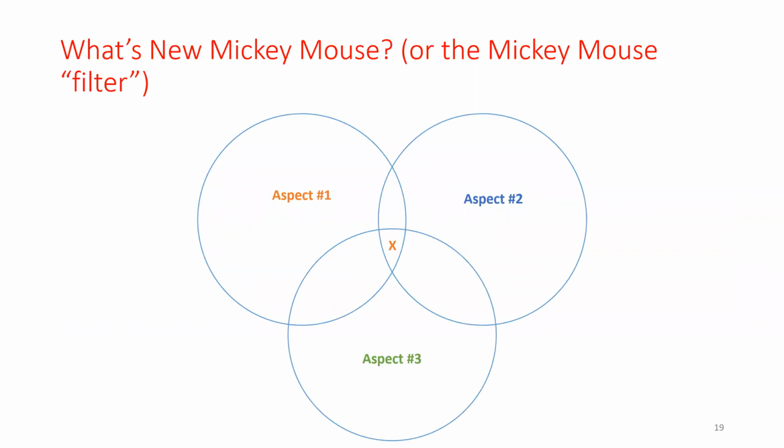Now, one way of metaphorically representing the what's new question is around what I call the Mickey Mouse diagram. So what's new, Mickey Mouse? The reference here to Mickey Mouse is a silhouette of the Venn diagram, the three-circle Venn diagram. So we have two ears and one head for Mickey. So aspect 1 and aspect 2 are the ears, and Mickey's head is aspect 3.